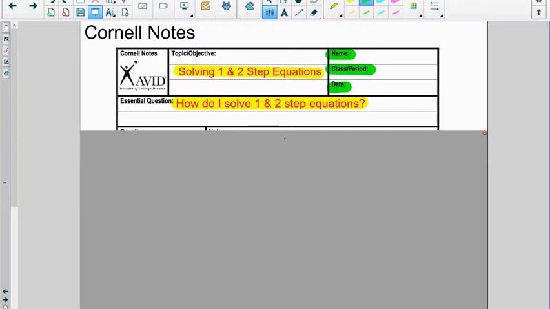Then also at the top of your paper, in the top margin, you should write the topic for today, which is solving one- and two-step equations, and also the essential question: how do I solve one- and two-step equations? You can pause the screen if you need additional time to set up your notes. And you can do this on your own sheet of notebook paper by drawing lines.